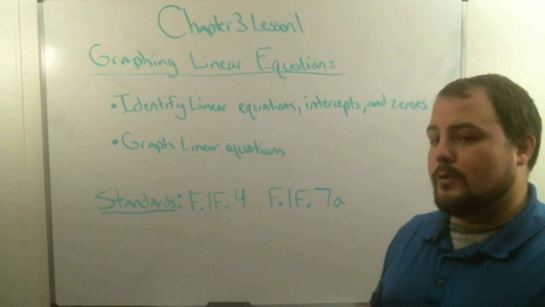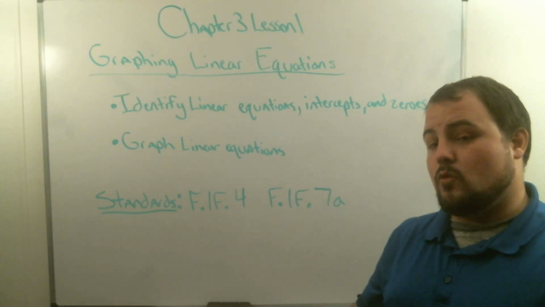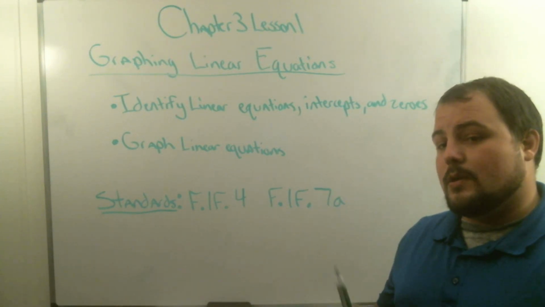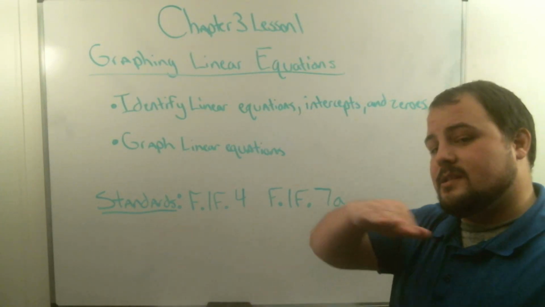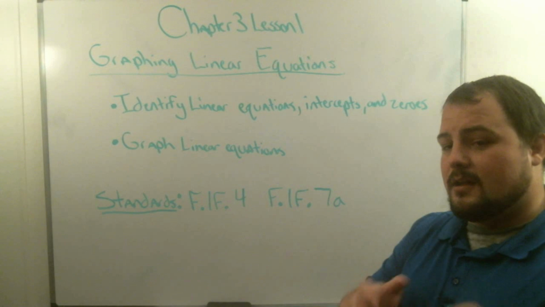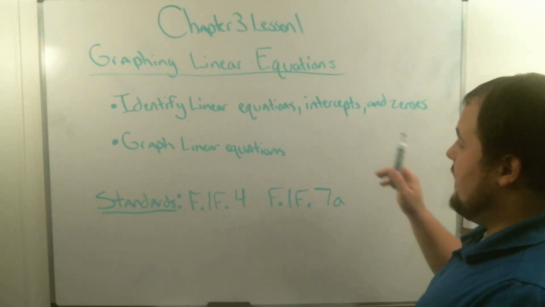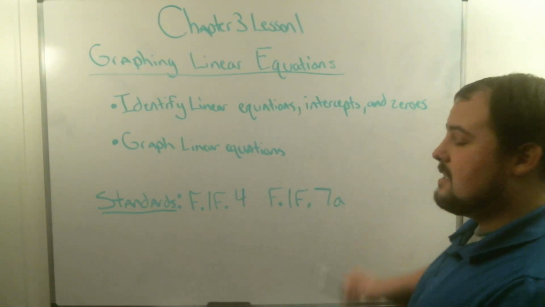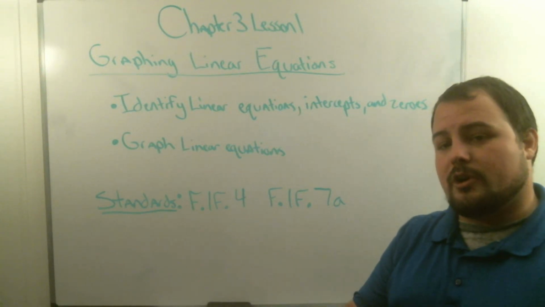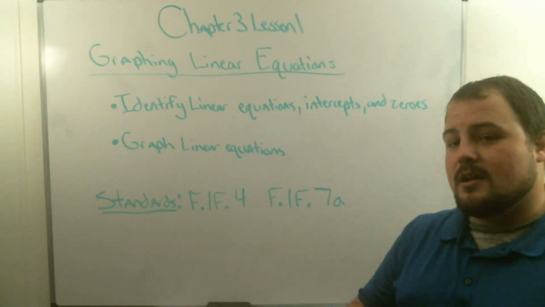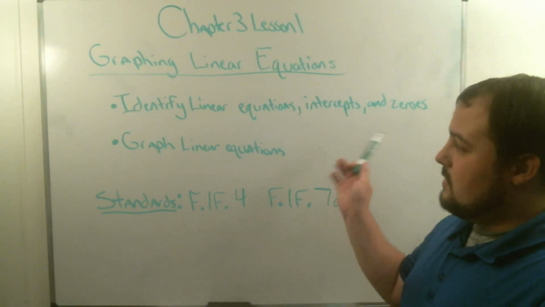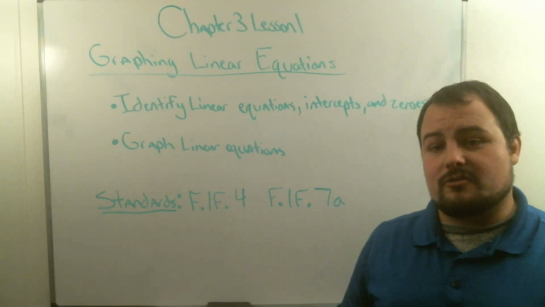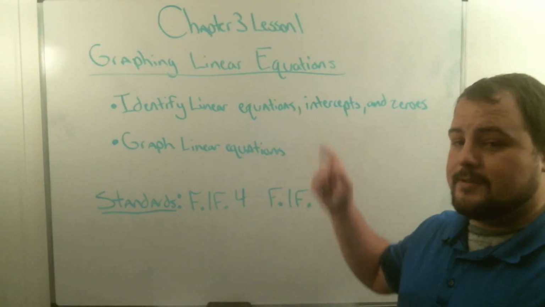We're also going to be able to tell you intercepts, where it hits the x or y axis. So when we're graphing these, we're going to be able to say this is where it hits the y-axis, this is where it hits the x-axis, these are the intercepts. If we can tell the intercepts, then we can tell the zeros. Zeros are where you plug in 0 for x or you plug in 0 for y and you solve your equation.